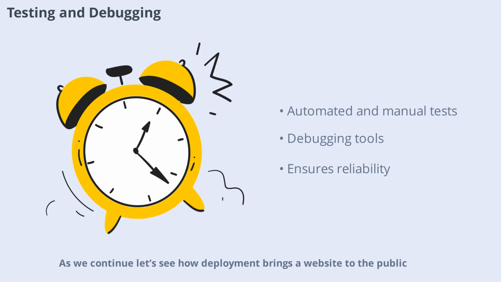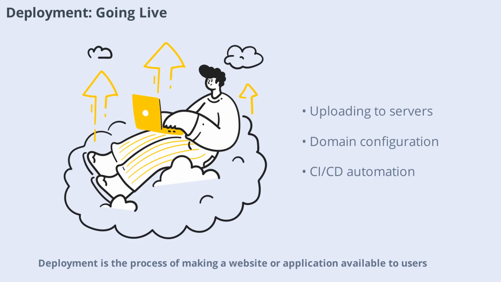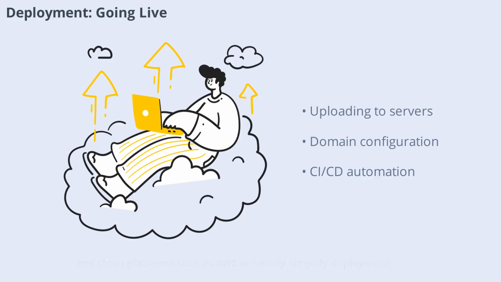As we continue, let's see how deployment brings a website to the public. Deployment is the process of making a website or application available to users. This involves uploading files to a web server, configuring domains, and ensuring everything runs smoothly. Tools like FTP, SSH, and cloud platforms such as AWS or Netlify simplify deployment. Continuous integration and deployment (CI/CD) pipelines automate much of this process. Once deployed, the website is accessible to the world.